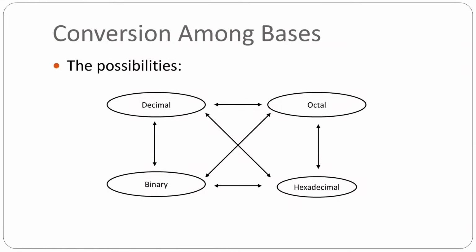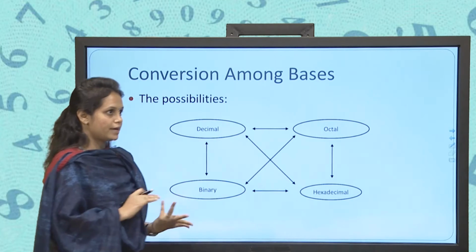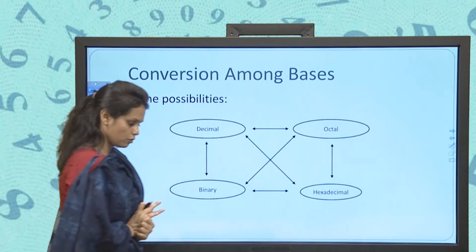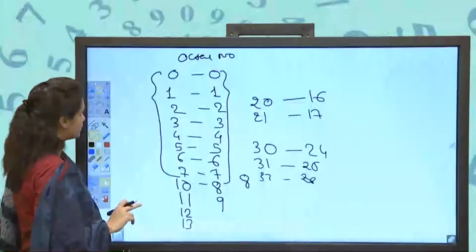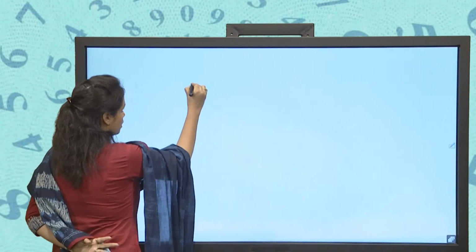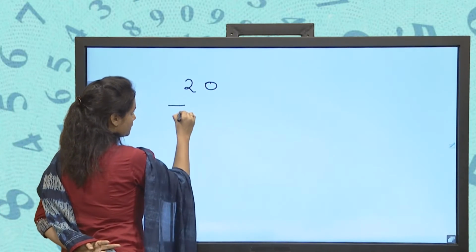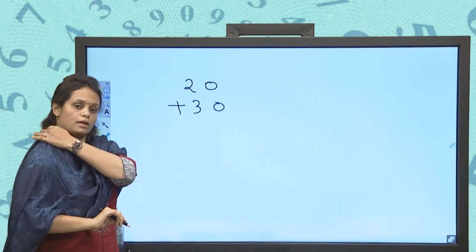Now see, what is this topic? This is the conversion among the bases. First of all, why is there a need to introduce this topic? Suppose we want to add two numbers, 20 plus 30.